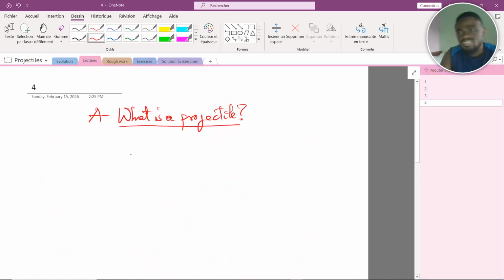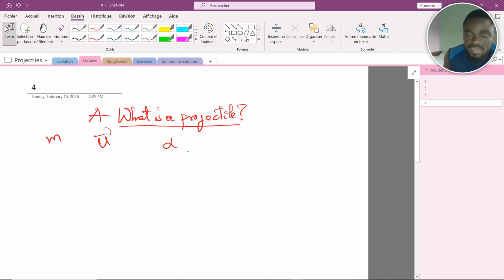So what is a projectile? It's very simple. If they ask you in an exam what is a projectile, you will simply say that a projectile is any body of mass m, launched in a vacuum with an initial velocity u, making an angle alpha with the horizontal, and that angle alpha is called the angle of projection. Let me define it back.